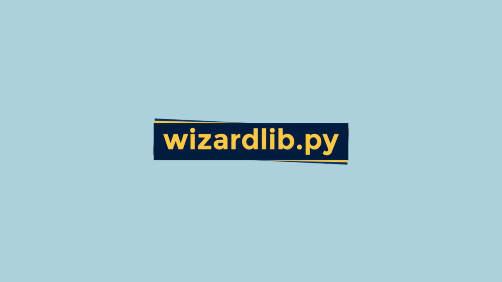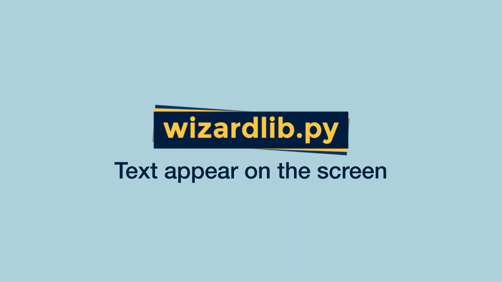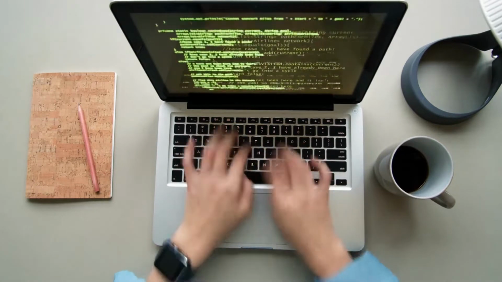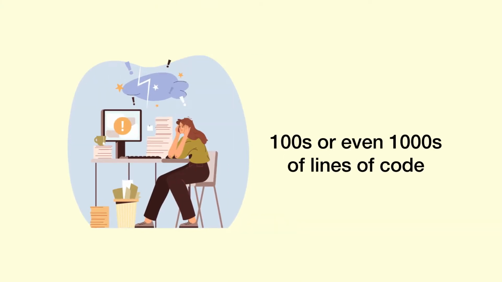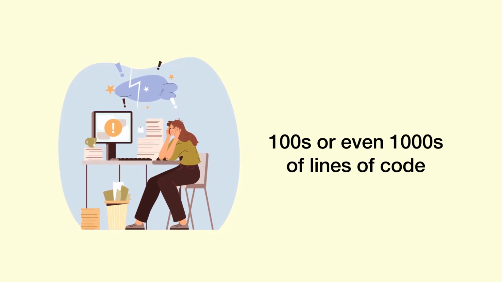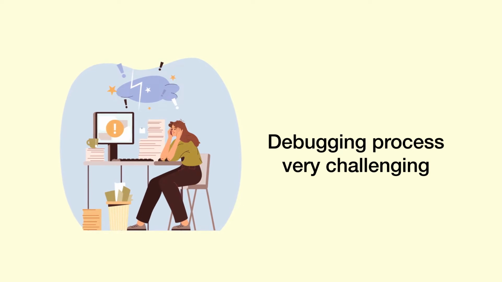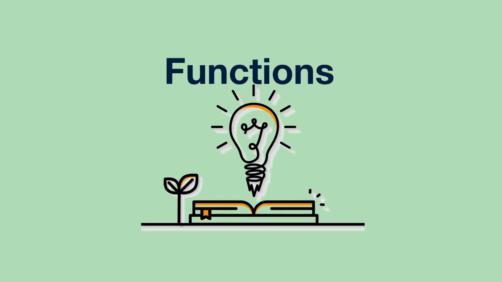In the wizardlib.py file, lines 54 to 67 are all responsible for making text appear on the screen. What if you had to rewrite all that code every time you wanted to write a sentence? It would get out of hand very fast. You would quickly find that you have hundreds or even thousands of lines of code. This would not only make the code a lot less readable, but it would also make the debugging process very challenging. In this chapter, you will learn more about functions, which helps solve this problem.